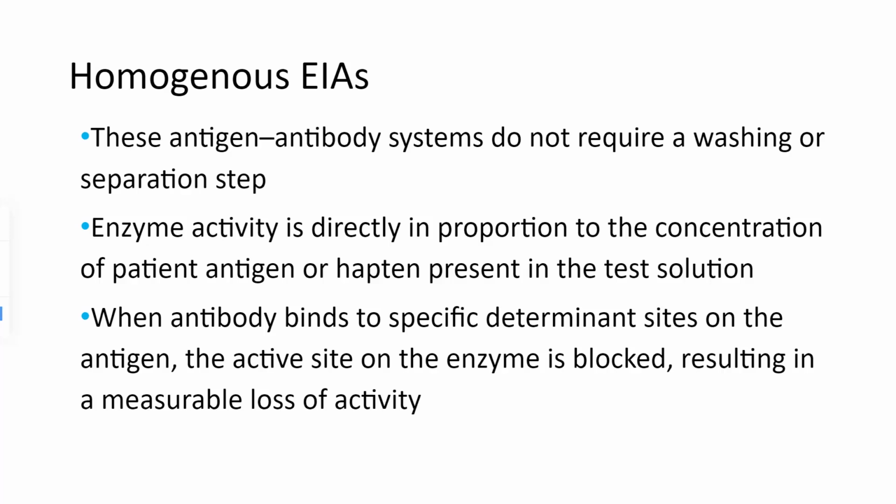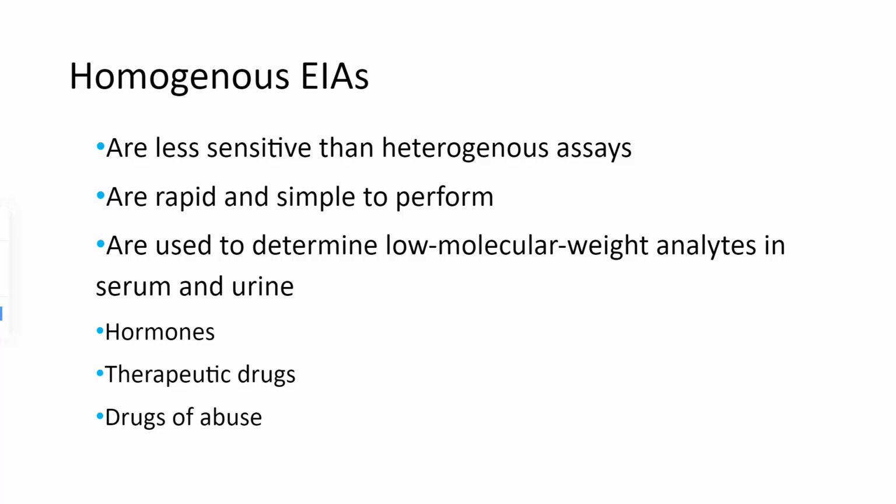Enzyme activity is directly in proportion to the concentration of patient antigen or hapten present in the test solution. When antibody binds to specific determinant sites on the antigen, the active site on the enzyme is blocked, resulting in a measurable loss of activity. Homogeneous assays are less sensitive than heterogeneous. They're rapid and simple to perform, and they're used to determine low molecular weight analytes in serum and urine, hormones, therapeutic drugs, and drugs of abuse.